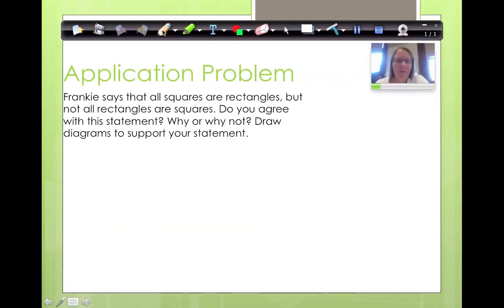Pencil. We're going to start with our application problem. Now, in class, we've talked about this several times, so this should not be anything new, and you should be quite good at this. Frankie says that all squares are rectangles, but not all rectangles are squares. Do you agree with this statement? Why or why not? It says now we have to draw diagrams to support our statement.